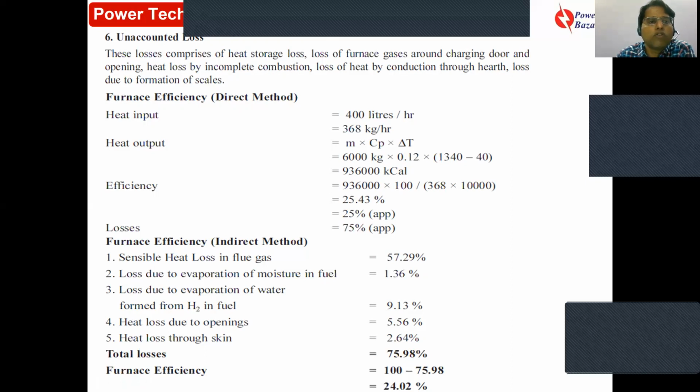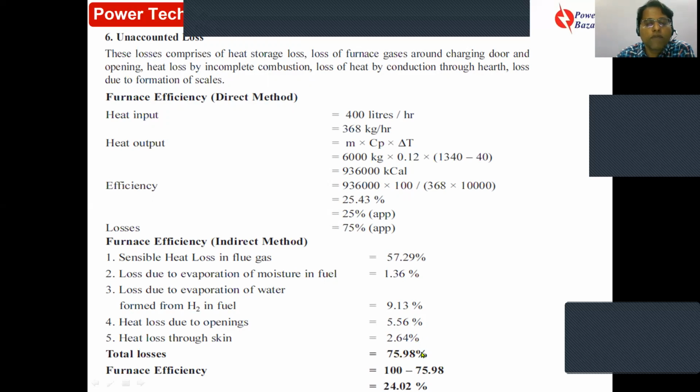So if I ignore the unaccounted loss which I cannot account for, then what will I get? I'll get the furnace efficiency. Let us try this one first. Already we have measured sensible heat loss in the flue gas as 57.29%. Loss due to evaporation of moisture in fuel is 1.36%, and loss due to evaporation of water from H2 in fuel is 9.13%. 5.56% is the heat loss due to opening. 2.6% is the heat loss due to skin.